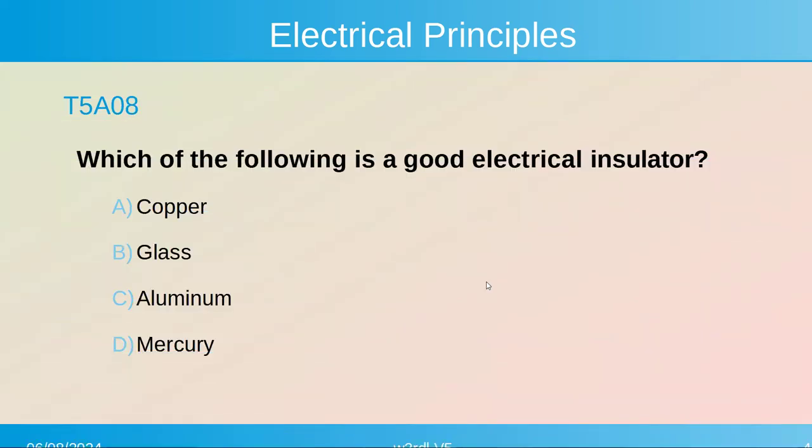Which of the following is a good electrical insulator of the following? Bravo.